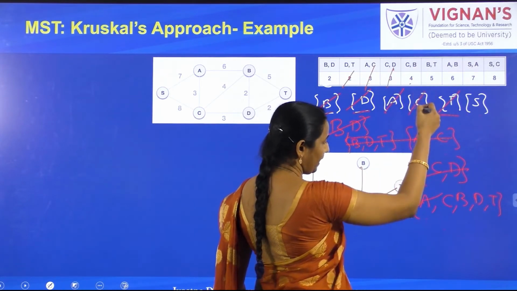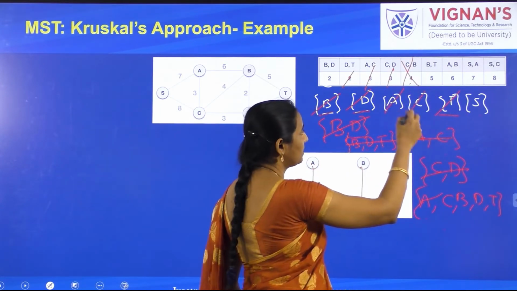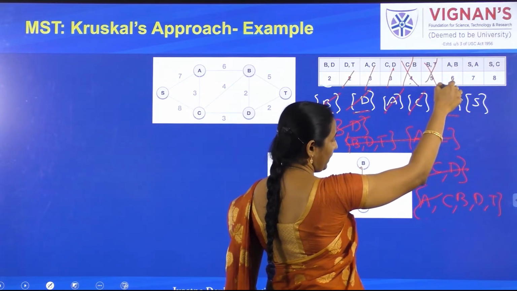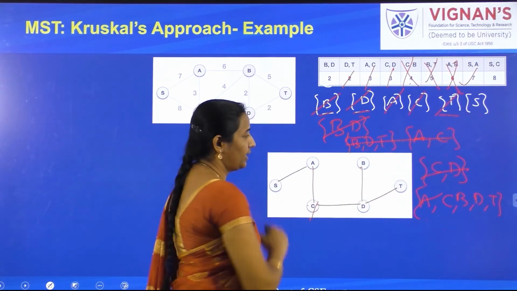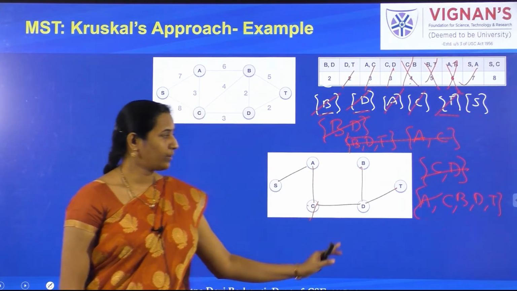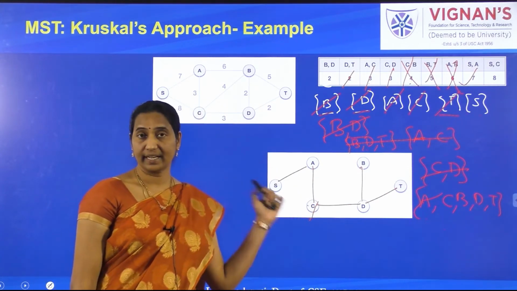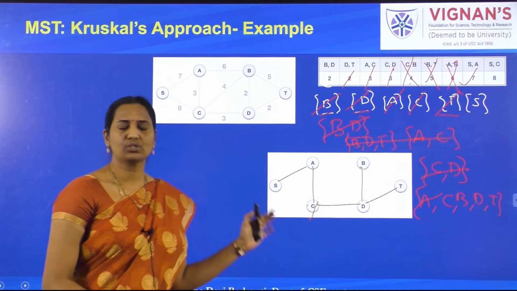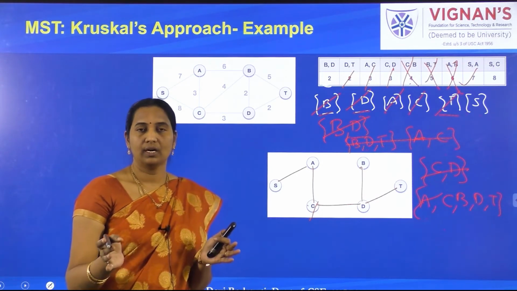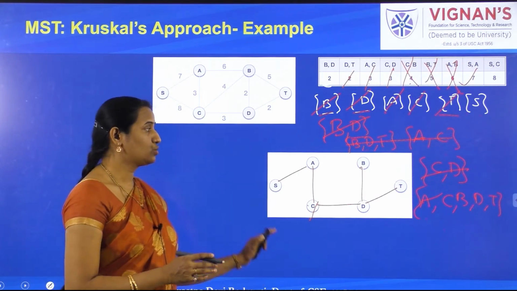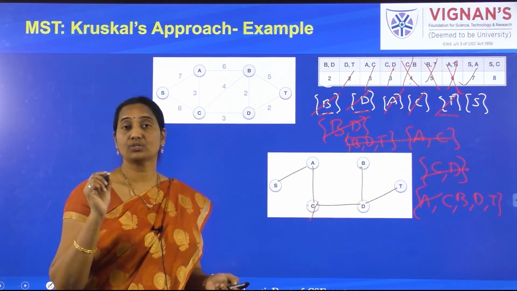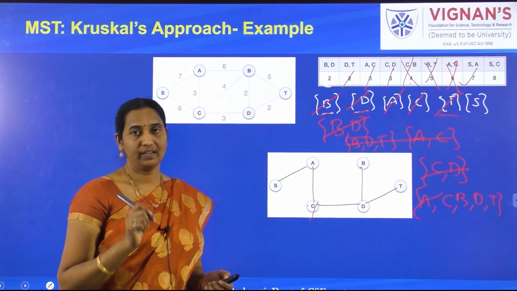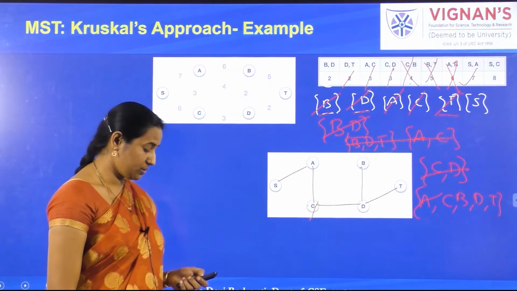Now BC, can I add this? It's not possible to add BC. BT also it's not possible. AB, it's also not possible. SCA, of course I can add this. SCA are in different sets. So this is how you can solve according to the pseudocode that I just explained. The first solution is easy to draw, but as per the pseudocode, this is the more efficient solution, because whenever you are using the disjoint set union operations, you will get more efficient solutions.